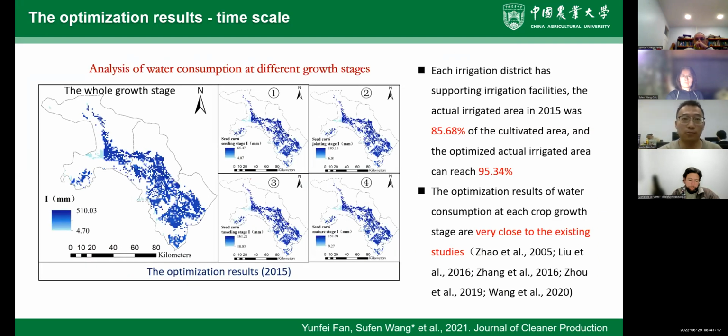These are the results of optimization on the time scale. According to field research and yearbook data, the actual irrigated area in 2050 accounted for 85% of the cultivated land area. Each irrigation area has supporting irrigation engineering facilities, and the actual irrigated area after optimization can reach 95%. The crop water consumption at each growth stage has been compared and verified, and is very close to existing research.